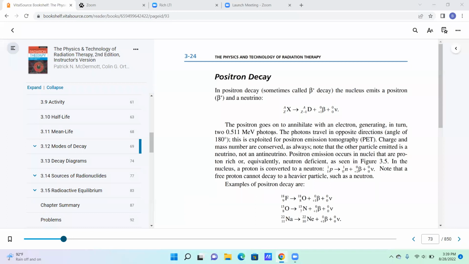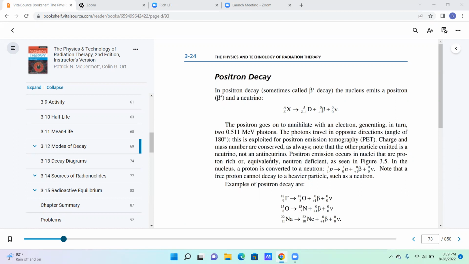Next, you have positron decay, sometimes called beta plus decay. The nucleus emits a positron and a neutrino. So here you can see, as before, you have the parent nucleus and the daughter nucleus, but what you notice here is that the number of protons goes down 1, as opposed to what it did before, where it went up 1. The positron goes on to annihilate with an electron, generating in return two 0.511 MeV photons. The photons travel in opposite directions, and this is exploited with PET.